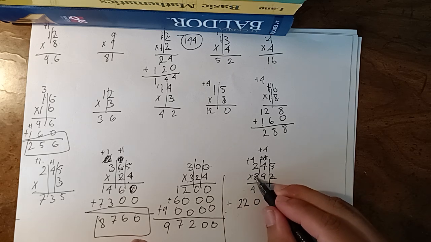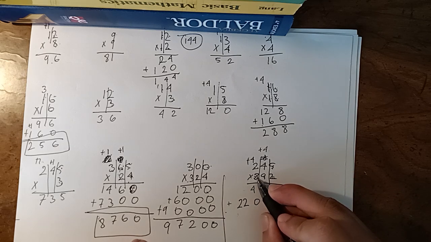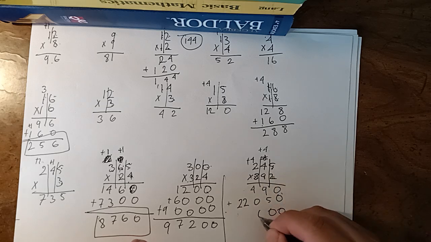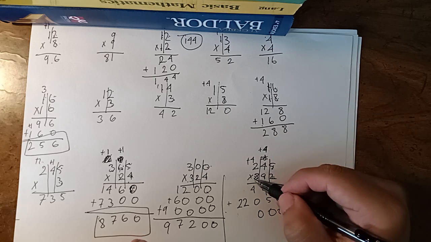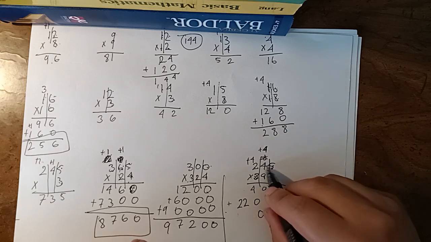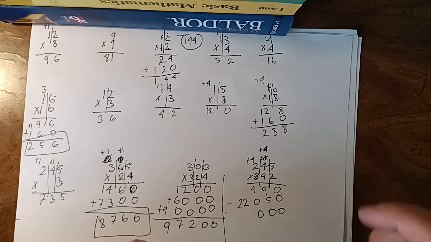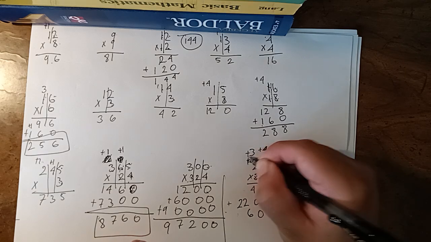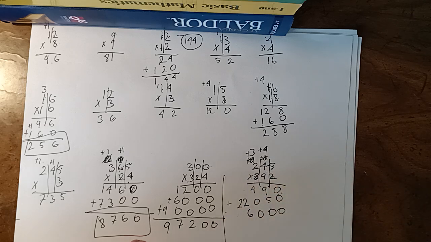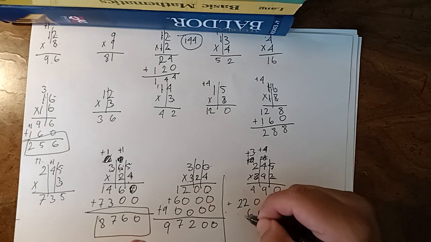2 zeros because we're on to the last number. 8 times 5 is 40. We're going to add another 4, so I'll just keep this here. 8 times 4 is 32, plus 4 is 36, so 3. We got a plus 3 this time. 8 times 2 is 16. 16 plus 3 is 19.